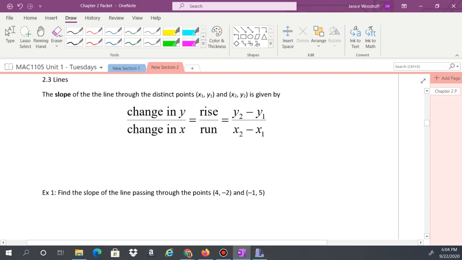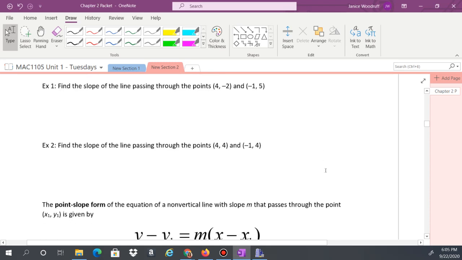Okay, so the slope of a line through 2 points can be given by this formula here, where we do change in y over change in x, the rise over the run, y2 minus y1 over x2 minus x1. So for example 1, what I like to do is label first. So you have x1 and y1, x2 and y2, and then we find the slope. What letter do we use for slope? That's the y-intercept. What's the other one? M, yeah, so M is your slope.